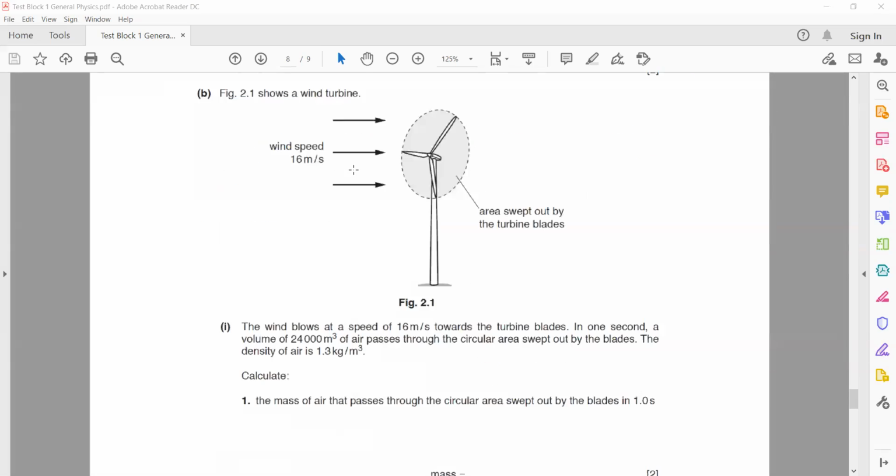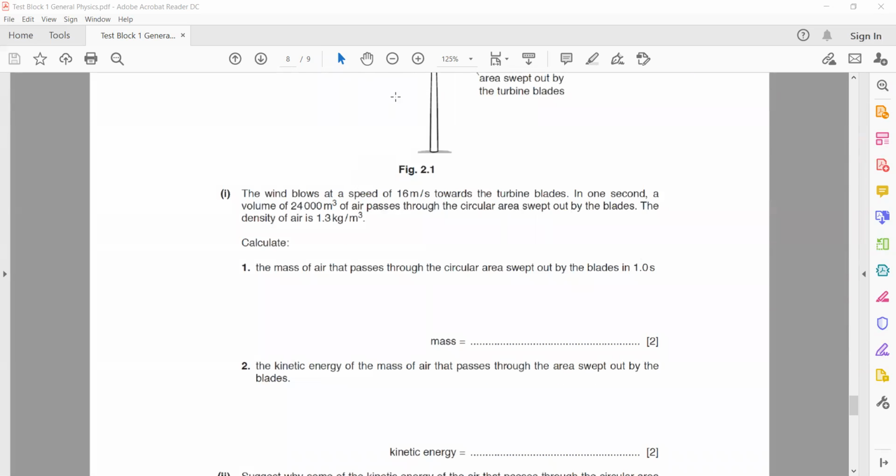The next part: the volume is given as 24,000 and the density is given. We need mass. So mass is density multiplied by volume. So 24,000 multiplied by 1.3. So the answer will be 31,000 kilogram.